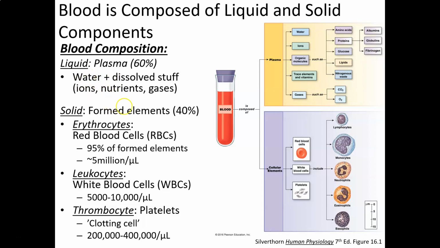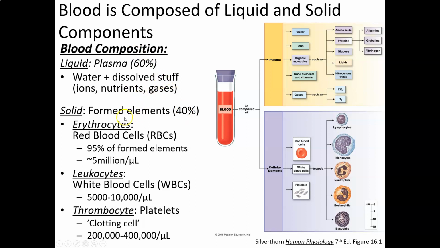The solid portion is called the formed elements. They're generally cellular elements, but they're not usually completely cells. And that makes up the difference between the 60% of the liquid and the 40% of the solid. So if plasma was 50, then the formed elements would be 50. If the plasma was 55, the formed elements would be 45, and so on.